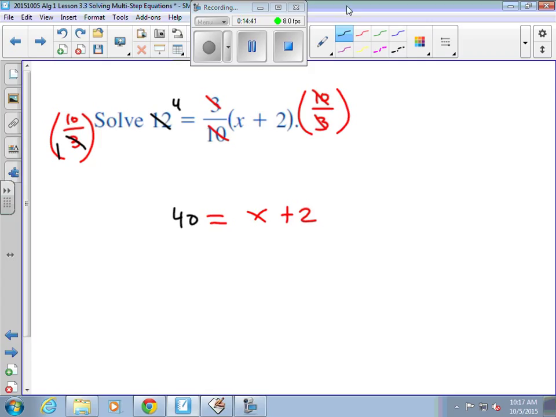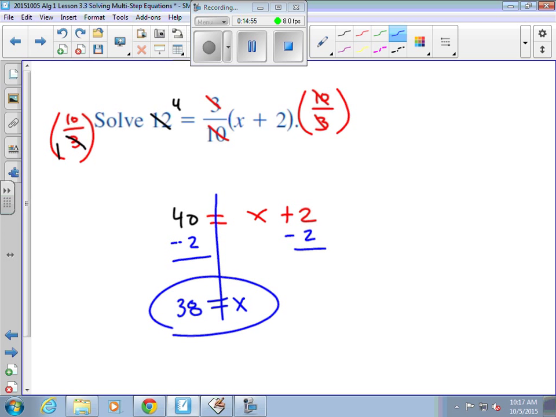That's a whole lot easier to deal with. The goal is still the same. You still want x equals all by itself. Undo plus 2 by subtracting it. Whatever you do to one side, do to the other side. 40 minus 2 is 38. So x's value is 38.